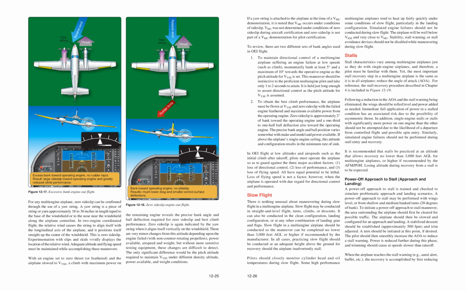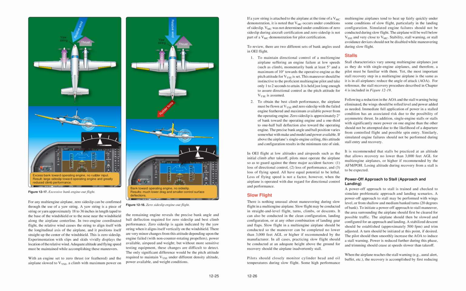Stall characteristics vary among multi-engine airplanes just as they do with single-engine airplanes, and therefore, a pilot must be familiar with them. Yet, the most important stall recovery step in a multi-engine airplane is the same as it is in all airplanes: reduce the angle of attack, AOA. For reference, the stall recovery procedure described in Chapter 4 is included in Figure 12-19.